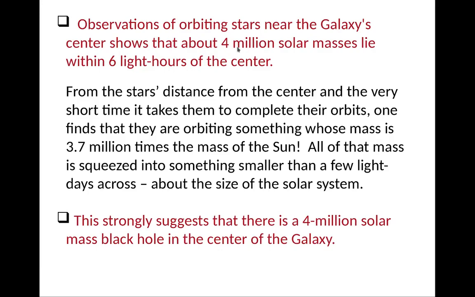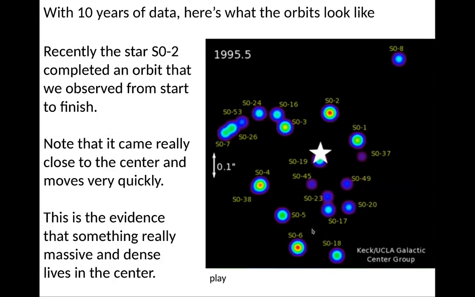So this is a lot of mass in a very small volume, right? And from the short time it takes them to complete their orbits, one can say that they're orbiting something whose mass is about 3.7 million times the mass of the sun. So this is squeezing something a few light days across, roughly the size of the solar system. This strongly says there's a 4 million solar mass black hole in the center of a galaxy, right?